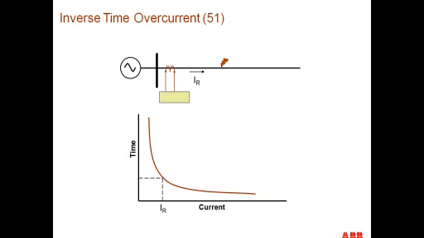A question came up again: is the definite time same as the 50 function and inverse same as the 51 function? Well, a 50 function defines an instantaneous overcurrent relay with no intentional delay, whereas a 51 function is a time overcurrent function. So in reality, a definite time relay that has some delay in it would be a 51 function relay, which means it's a relay with some time delay associated with it. Whereas an instantaneous relay, a device 50, would have no delay at all, operating in very short time.